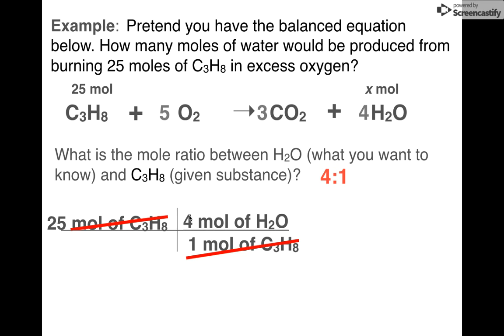So 25 times 4 divided by 1 is 100. And think about it, right? If I know that for every one of these, I have 4 of these, if I have 25 of these, I'm going to have 100 of these, right? That just kind of makes sense. And that's how ratios work.